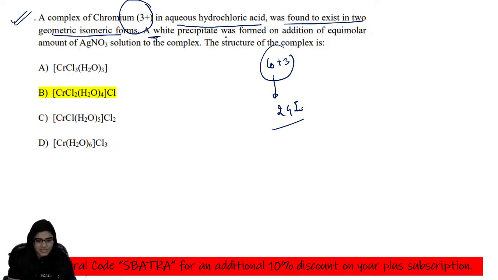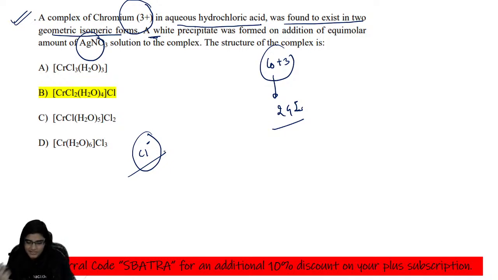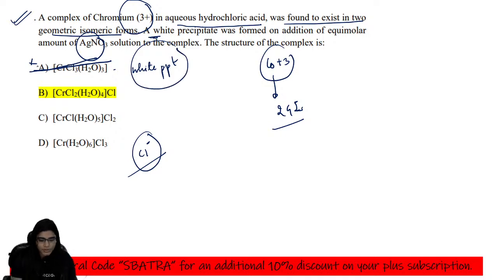A white precipitate was formed on addition of an equimolar amount of AgNO3. That means you must be having Cl minus ionized, out of the complex. So can I cancel option A? Definitely, because you don't have any Cl over here, so this won't give you a white precipitate. Now we have to tell the structure of the complex. The chromium is present in +3 oxidation state, and it was found to exist in 2 geometrical isomers.